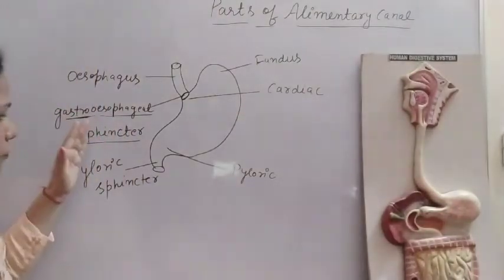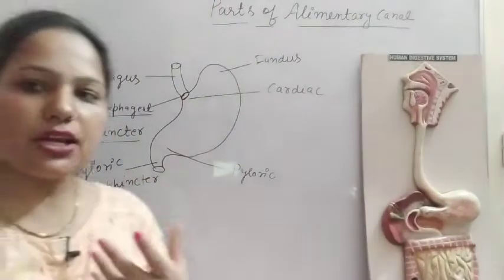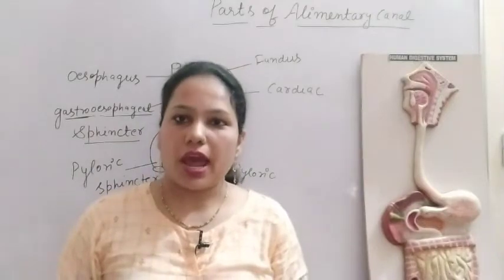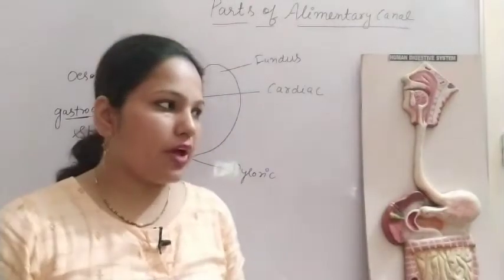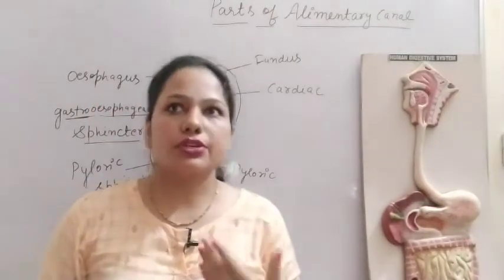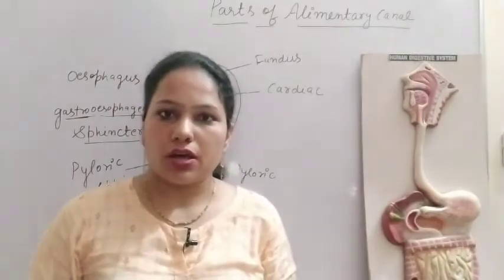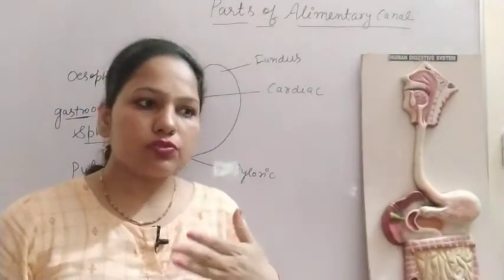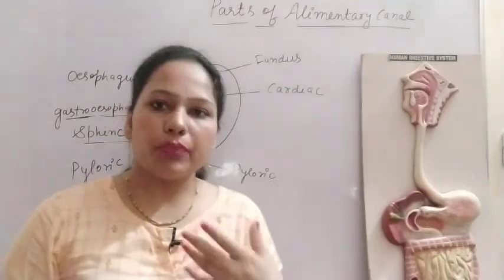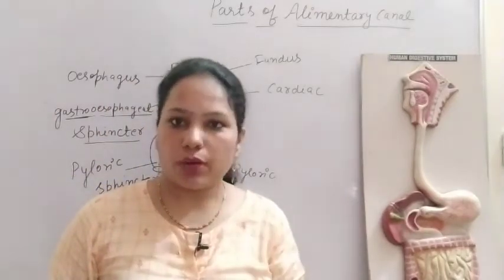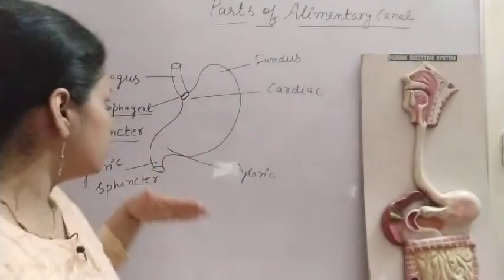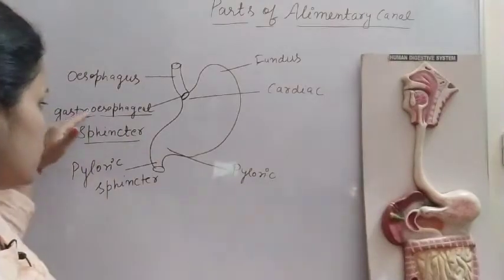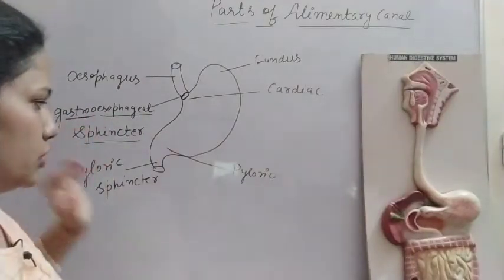This gastroesophageal sphincter is very loose in the case of infants, and you have seen that infants of 6 months up to 1 year sometimes have the milk come out through their mouth. That is due to the loosening of this gastroesophageal sphincter.